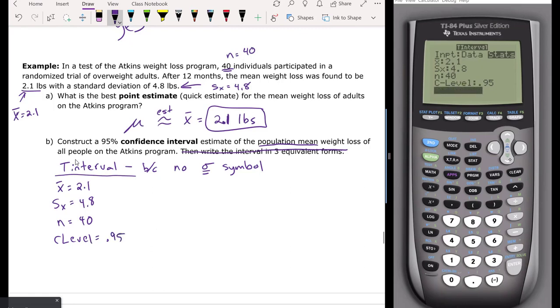And now I want to calculate, and it'll give me a range for the average weight loss of people on this program.